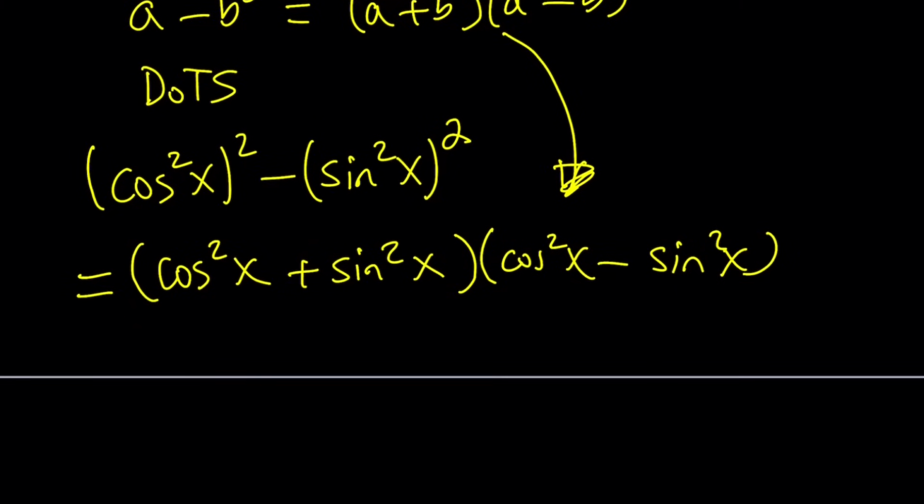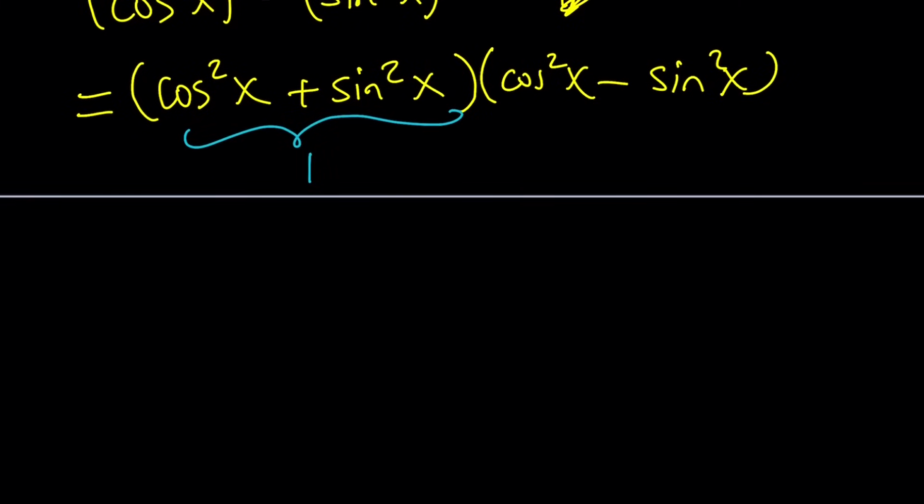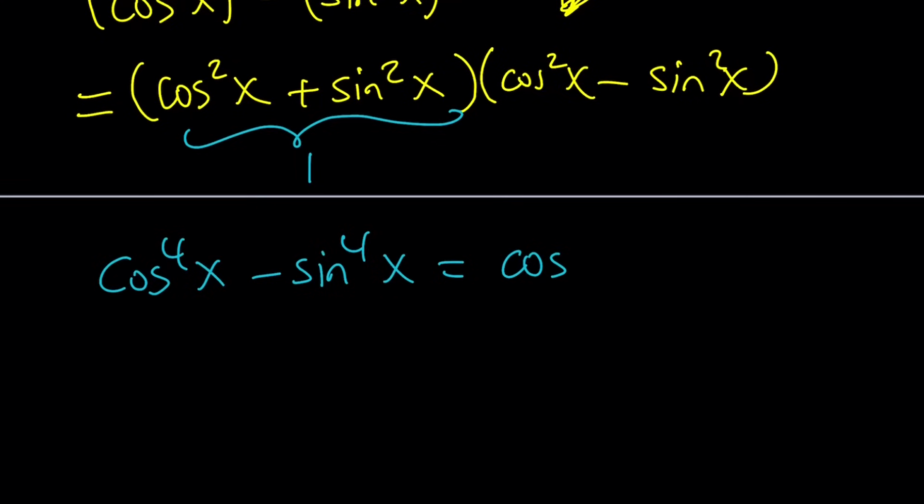I'm hoping that you did a little bit of trigonometry and you recognize this identity. And if you said 1, you're right. Cosine squared plus sine squared is always 1. So this expression turns into cosine squared minus sine squared. In other words, the difference of fourth powers for cosine and sine is the same as the difference of squares.